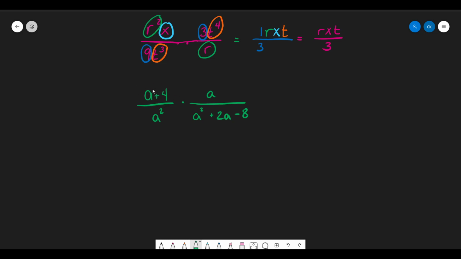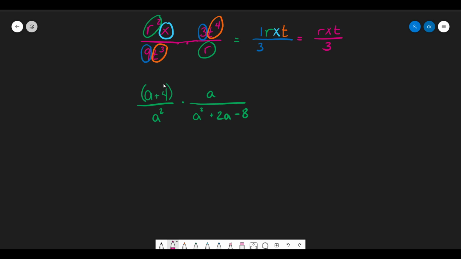A plus 4 is its own factor. It's essentially like saying this: you have parentheses around the a plus 4. That's its own factor. It can't be split up. So when we see binomials and trinomials in this, we have to remember factoring. So when we see binomials and trinomials, the first thing that we want to do is look to factor.